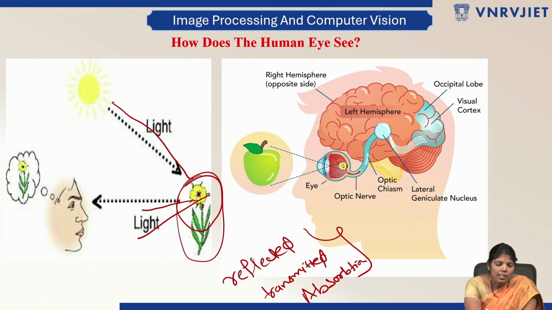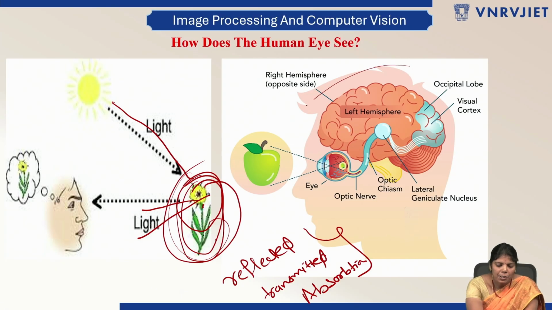Light also travels through different mediums. If it is an air medium, light travels fast when compared to water. These are some light properties. Why did I discuss light properties? Because here, how the human eye is able to see this object: if there is no light, we cannot see anything.